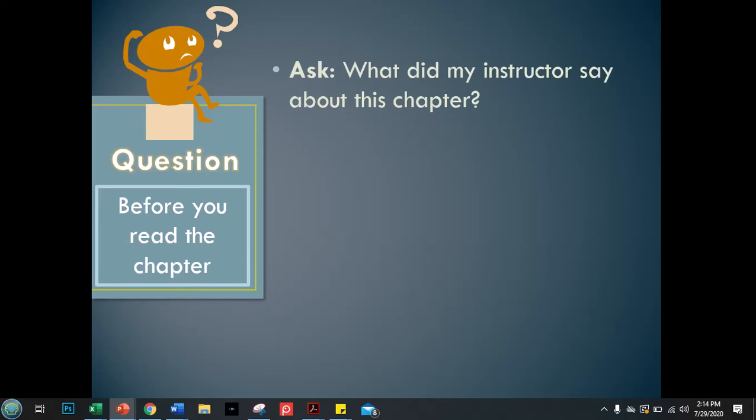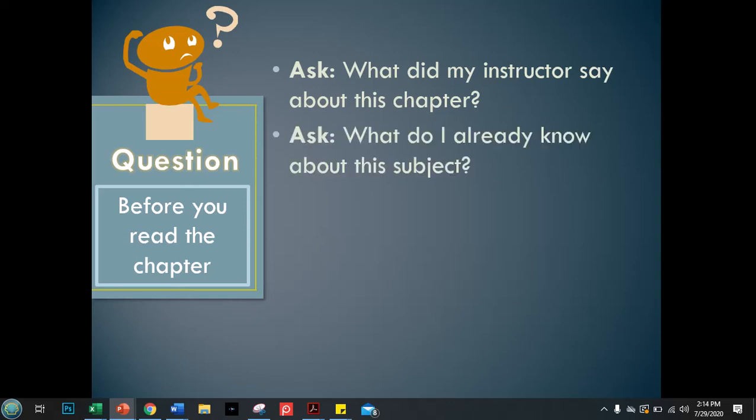If they said, hey, Megan, I want you to read chapter 2 and especially pay attention to the ethics section and also the section about how to form a research hypothesis. They might tell you things like that, what they're looking for, or what might be on the test. So that is important to know.